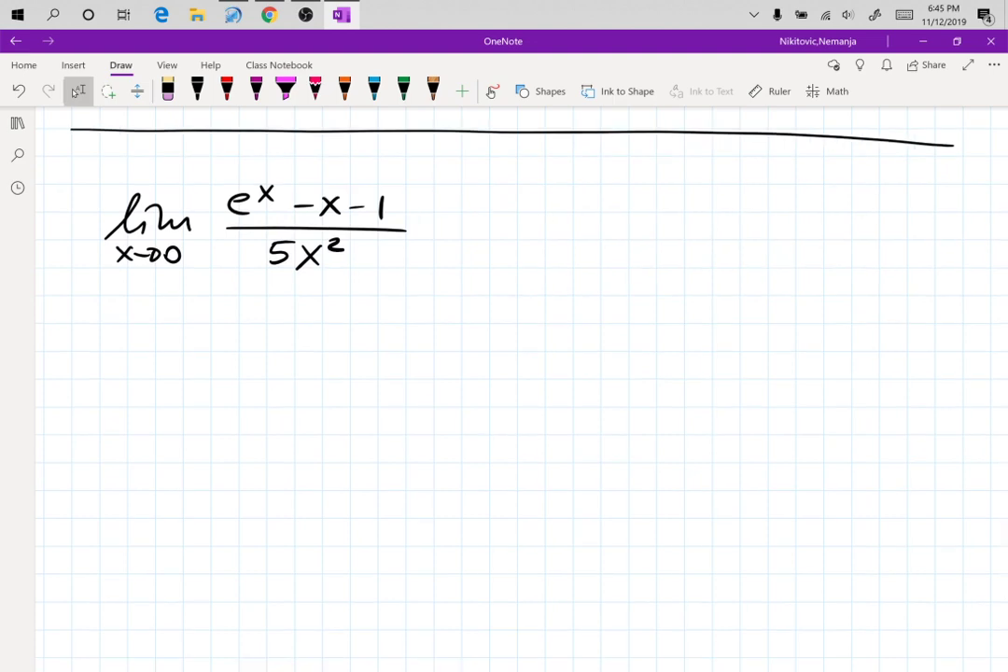What's e to the 0? Is that 1? 1. So 1 minus 1 is 0, so we have 0 over 0. Take the independent derivatives. No quotient rule. Independent derivatives. And then check.